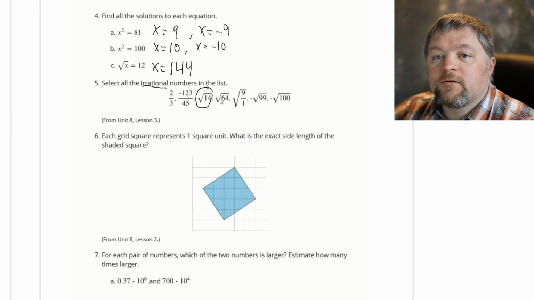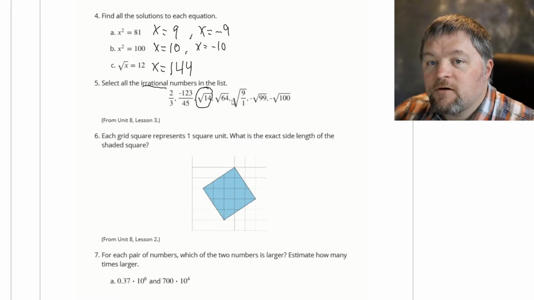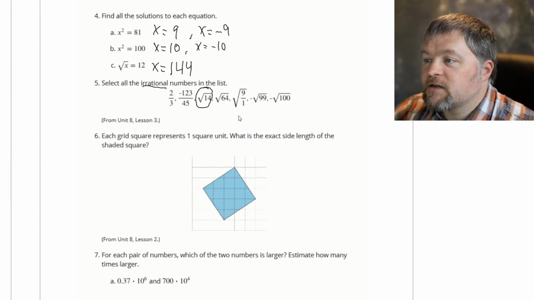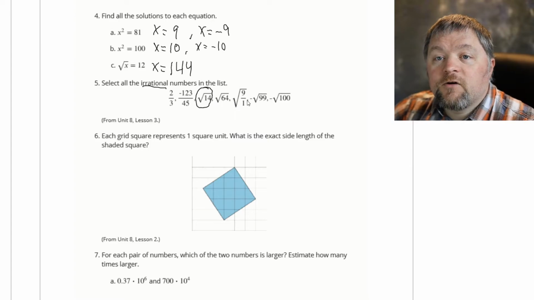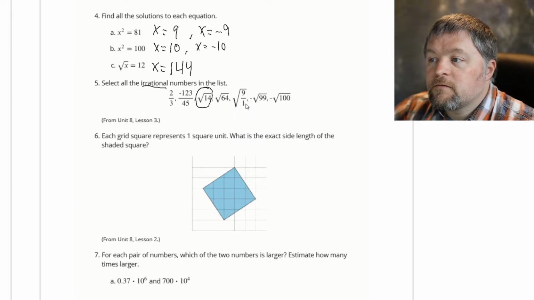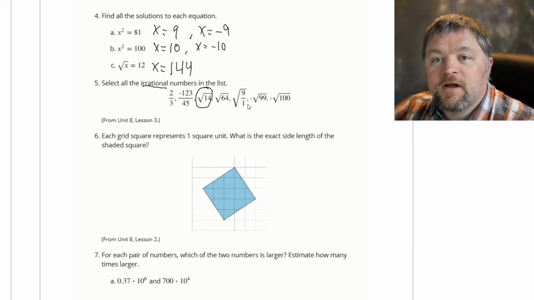The square root of 64. Well, the square root of 64 is 8. Can we write that as a fraction? 8 over 1. That can be written as a fraction. The square root of 9 over 1. 9 over 1 is 9. The square root of 9 is 3.